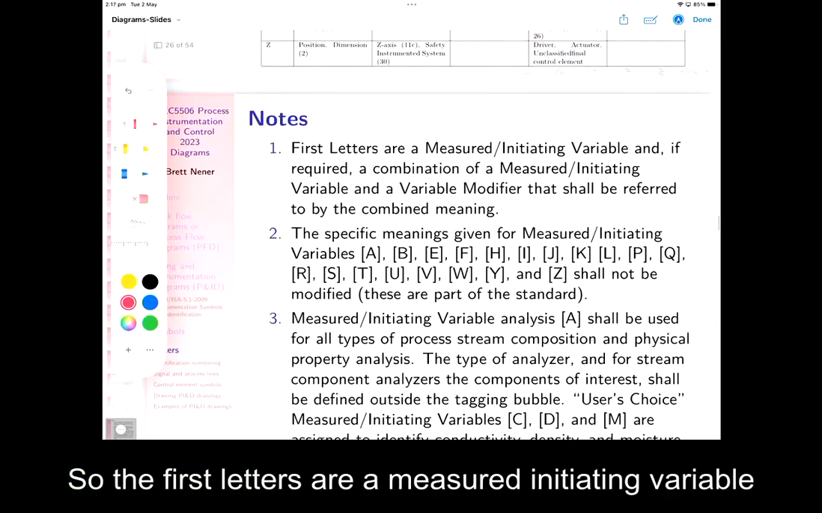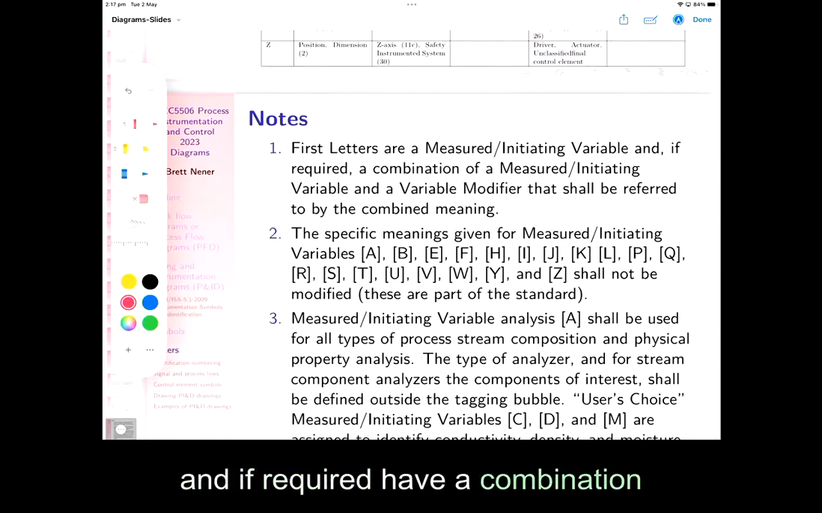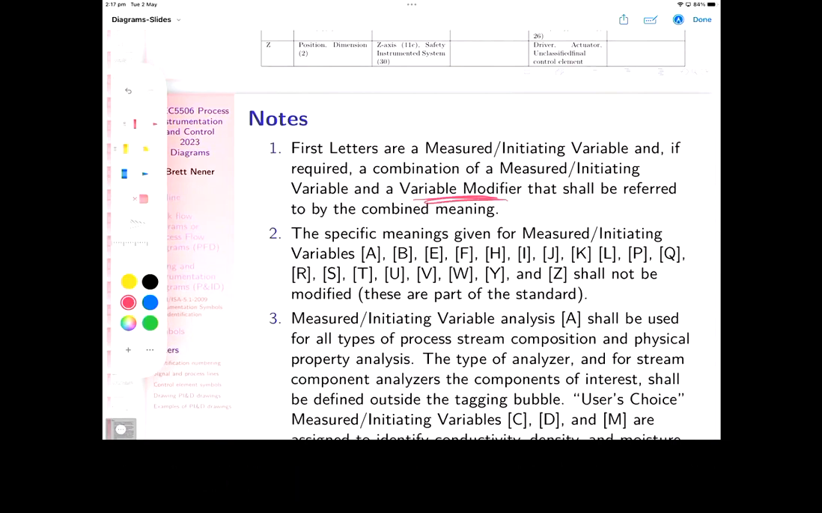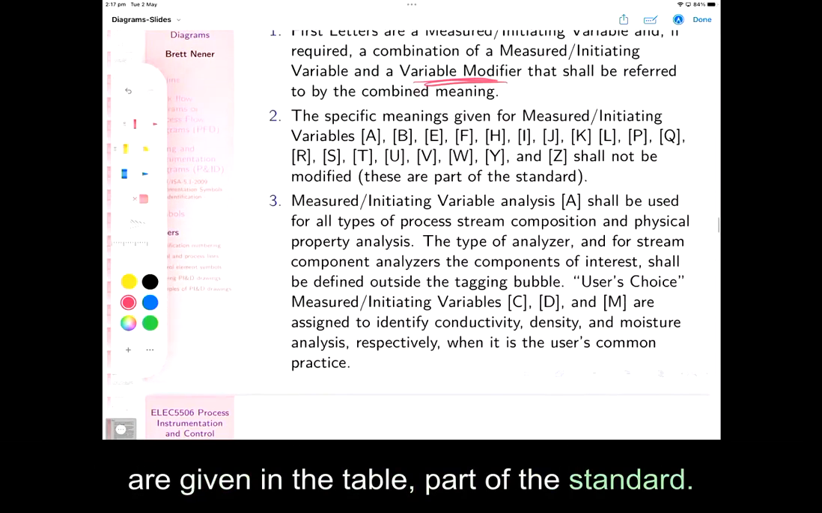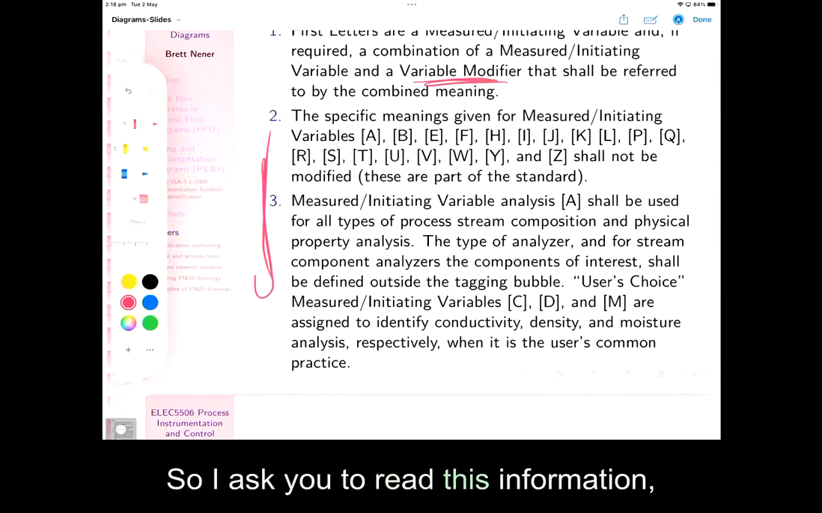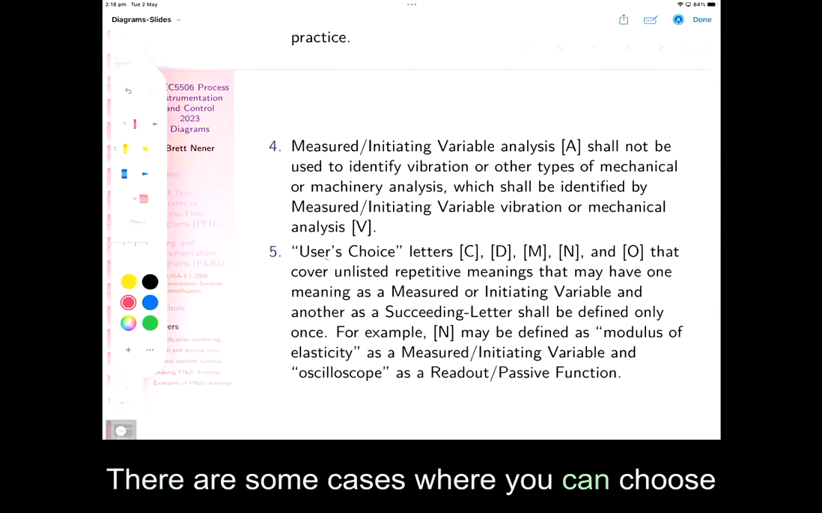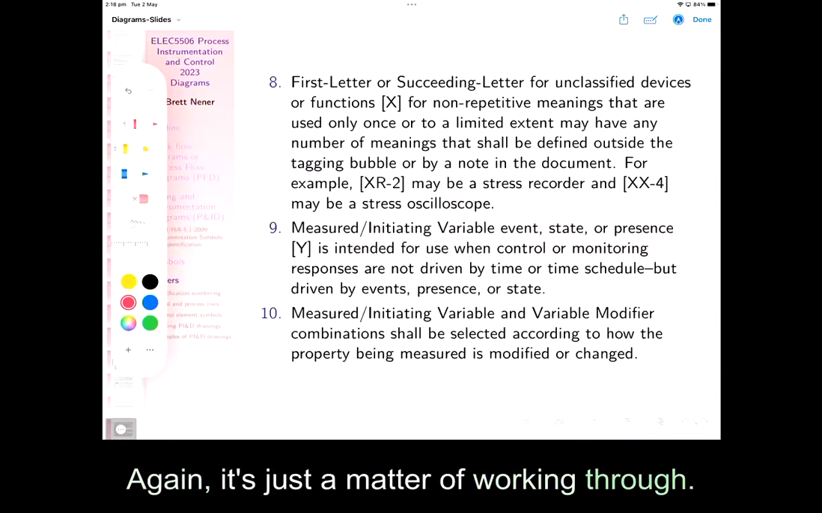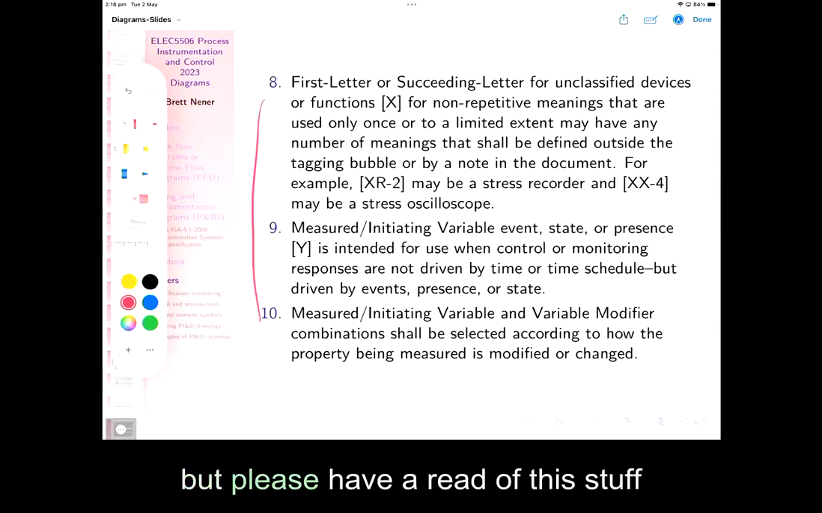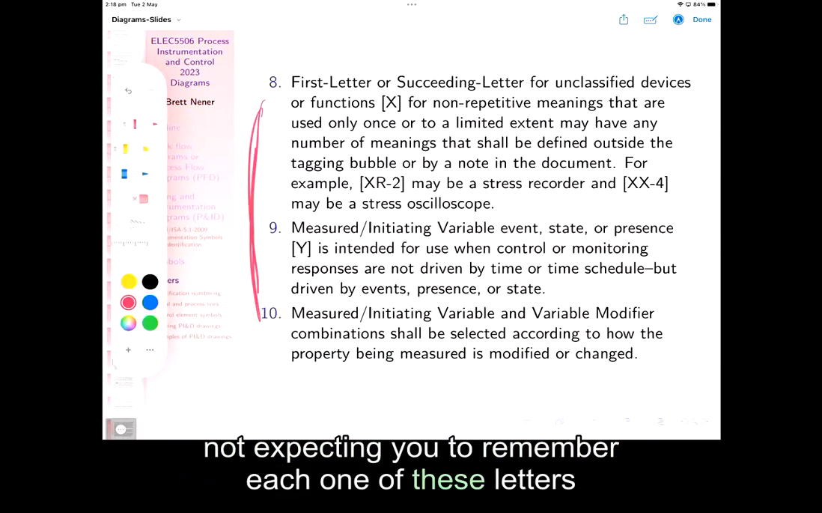So the first letters are a measured initiating variable, and if required, have a combination of some variable modifier, as we saw. So the specific meanings of each of these terms are given in the table as part of the standard. So I ask you to read this information just to be familiar with it. There are some cases where you can choose some letters for yourself and what they mean. Again, it's just a matter of working through. I'm not going to go through all this stuff, but please have a read of it so that you're sort of aware of it. I'm not expecting you to remember each one of these letters and what they mean.